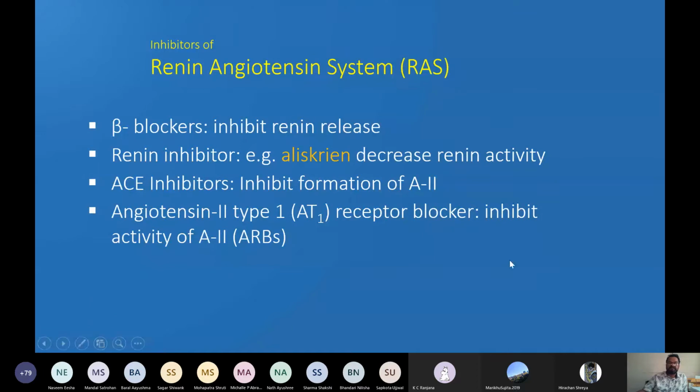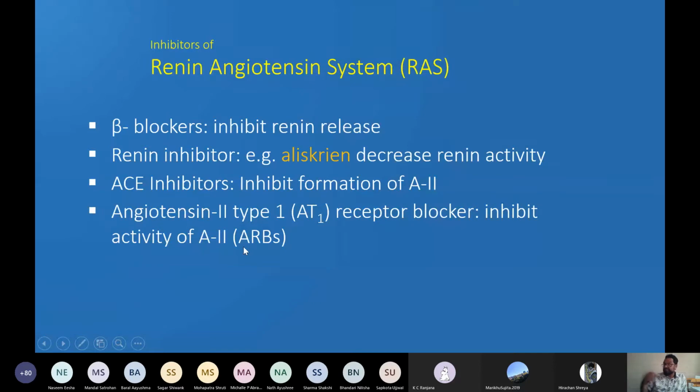Another is the beta blocker itself, which will decrease the renin release. So beta blocker, apart from giving you bradycardia and decreased ability to pump the blood, will also inhibit renin release, which contributes to its action of reducing your BP. Second one is aldosterone antagonists. Third one is ACE inhibitors, a very important drug. And the last but not the least is angiotensin type 2 AT receptor blockers, or ARBs. Okay, guys, angiotensin receptor blockers.